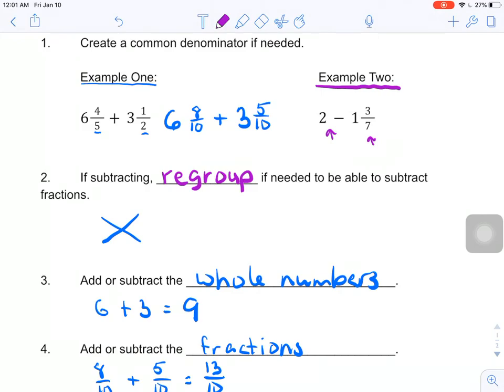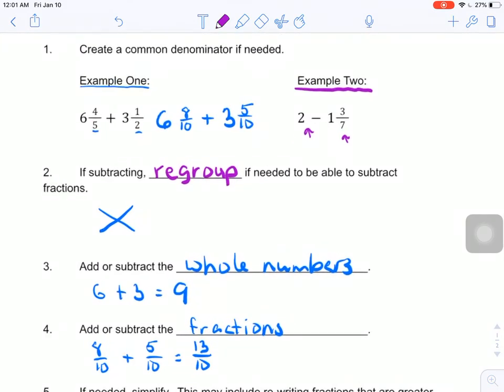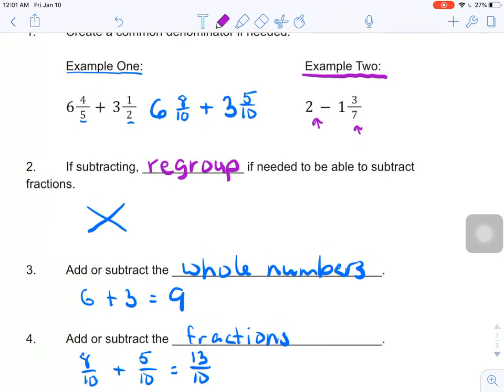And since this is in sevenths, we are going to pull out one whole. So we're going to change 2 into 1. We're pulling out one whole. One whole is 7/7. So 2 can be rewritten as 1 7/7. So we're going to regroup that 2 into 1 7/7 and turn this problem into 1 7/7 minus 1 3/7. So now when I get to the subtract the fractions step, I have fractions to subtract.